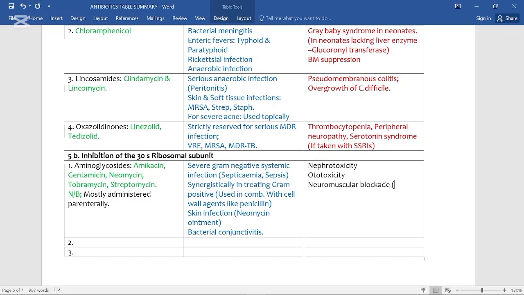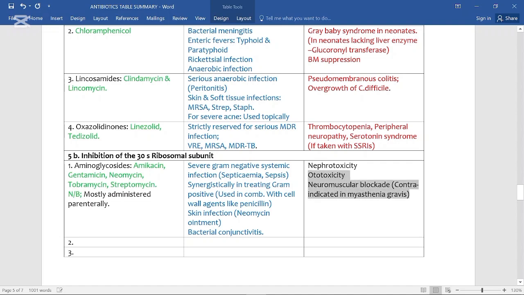So for this, I think it's always contraindicated in myasthenia gravis. So it's always dangerous for clients who have got myasthenia gravis. Contraindicated, yeah, in myasthenia gravis.